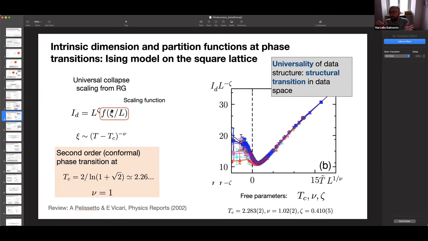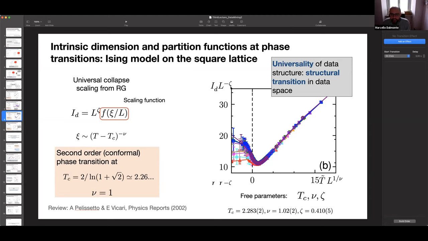for various different temperatures and various different system sizes, and we rescale the system size and the temperature with a given scaling, which is determined by the correlation length scale, which is known to be 1 over T minus TC to the nu, where nu is the critical exponent. So if we perform the scaling, and we also rescale our ID, we have to obtain that all of the curves collapse into the very same function.